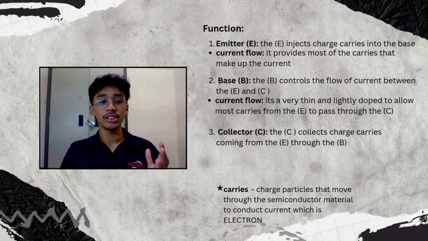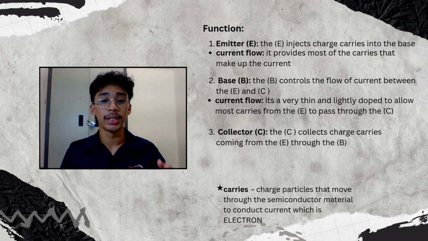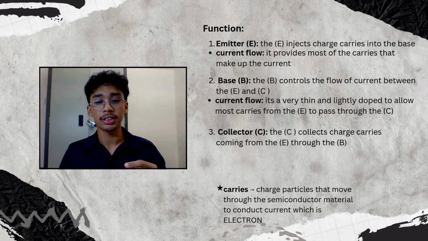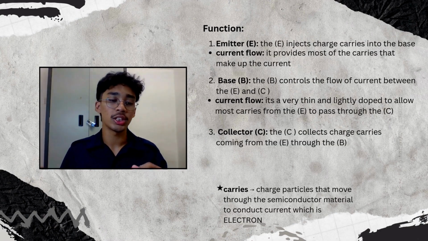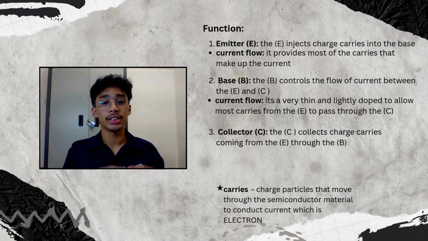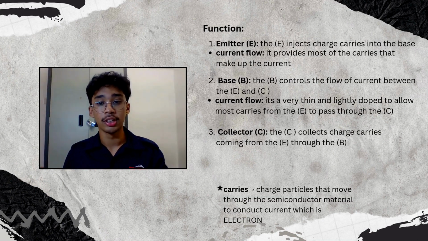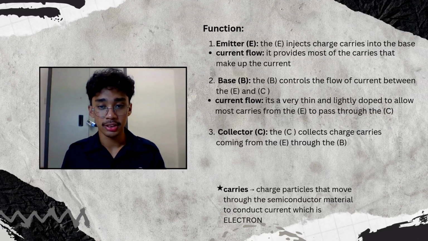These are the functions in a BJT. First, the emitter, E for short. The emitter injects charge carriers into the base. If you don't understand, carriers are the charged particles that move through the semiconductor material to conduct current, which are electrons. In simple words, carriers equal electrons. So for the current flow in the emitter, it provides most of the carriers that make up the current.